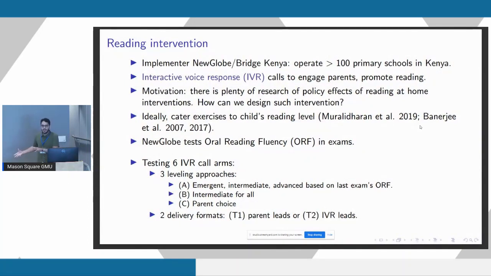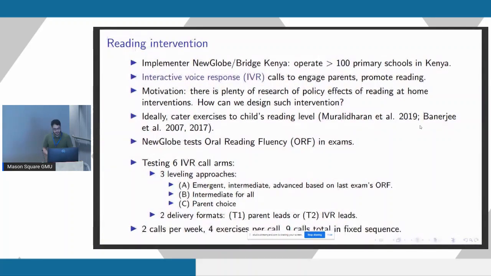A second dimension of these treatment arms are the delivery formats. So in a first case, the parent leads the conversation or the exercises, and in a second case, the IVR, this automated call, leads the exercises. In total, we have 3 times 2, that's 6 arms. And overall, we have 2 calls per week, 4 exercises per call, and 9 calls in total in a fixed sequence.